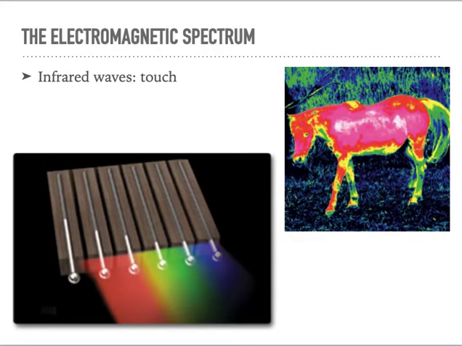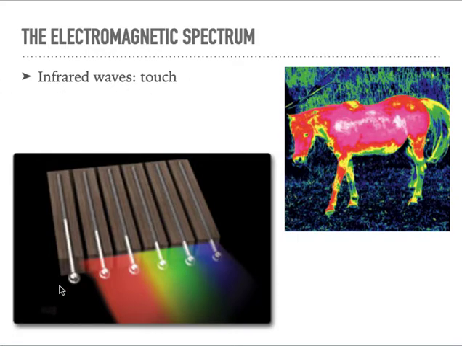But let's go back to the parts of the spectrum, and we as humans can feel some part of the spectrum. For example, we can feel the infrared waves with touch. We can feel if something is hot or cold, and if it's hot, it means that it's radiating in infrared.